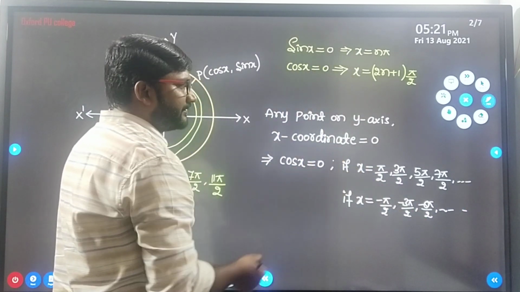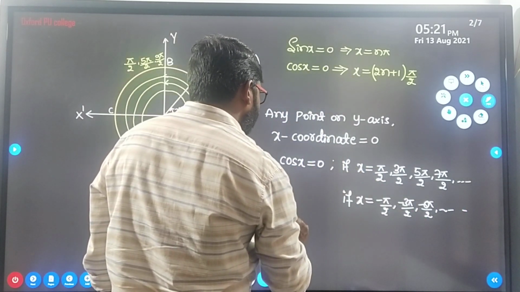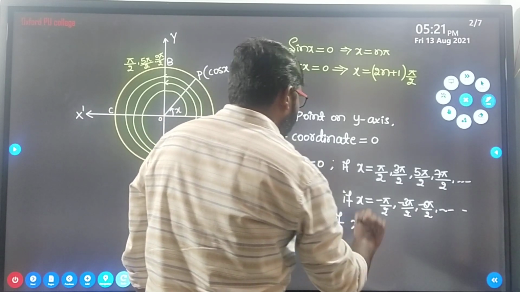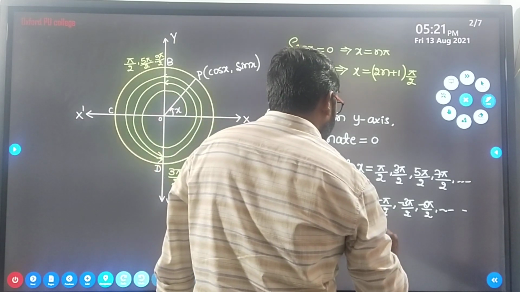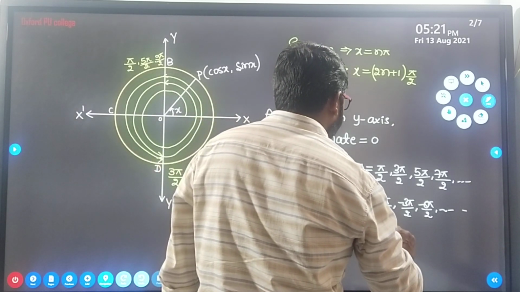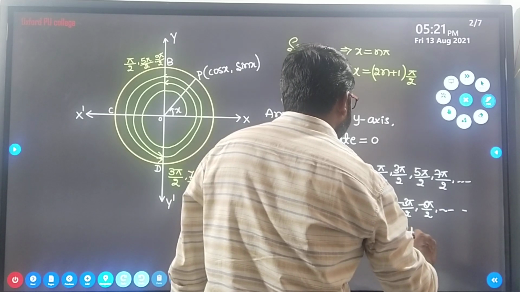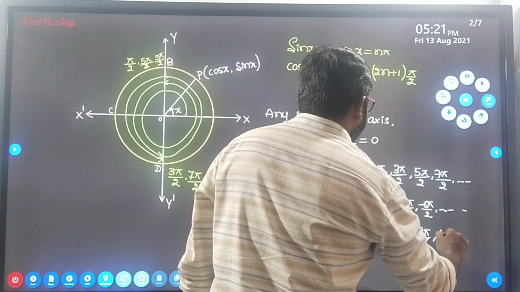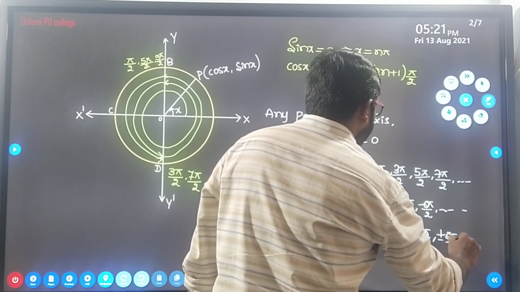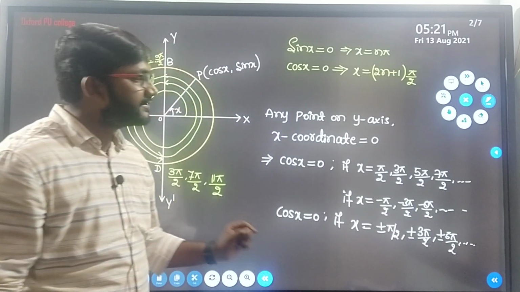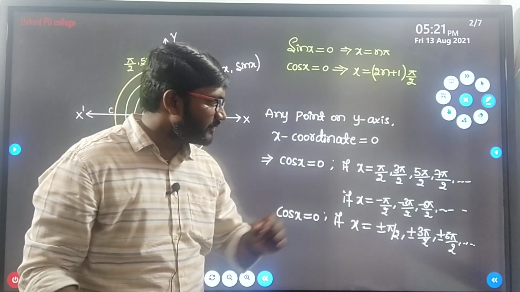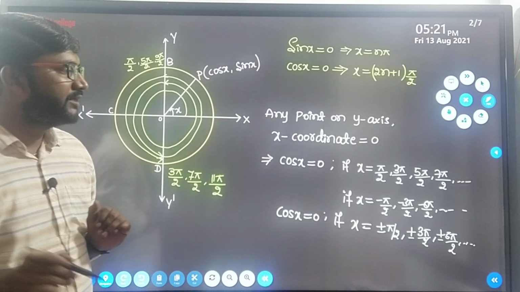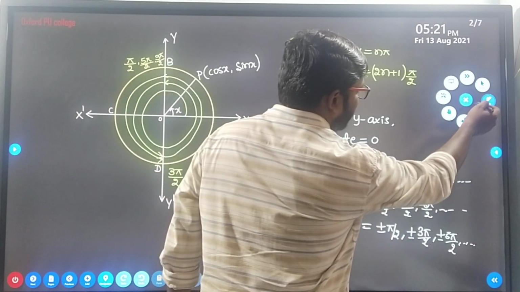So now instead of writing this, can we write cos x equal to 0 if x is equal to, combining these two, plus or minus pi by 2 and then plus or minus 3 pi by 2 and then plus or minus 5 pi by 2 and so on. So cos x becomes 0 if x is equal to plus or minus pi by 2, plus or minus 3 pi by 2, plus or minus 5 pi by 2. So now these are all the odd multiples of integers.